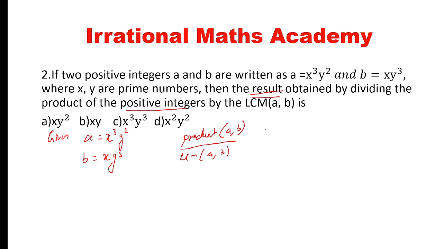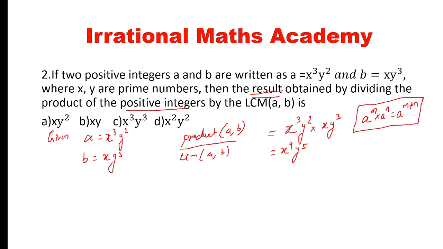Product, what will we get here? x cube y square into x y cube. So what will we get here? x power 3 into x power 1, x power 4. y power 2 into y power 3, y power 5. How did we get this from the exponents formula? That is a power m into a power n equal to what? a power m plus n. If the bases are same, powers will be added. So we got a product.